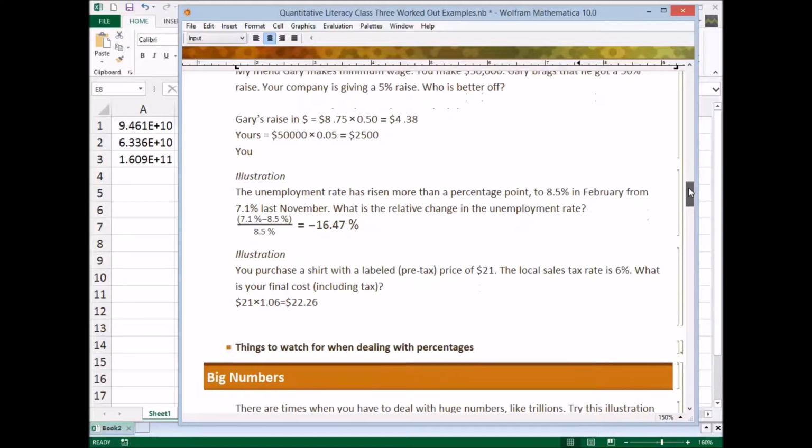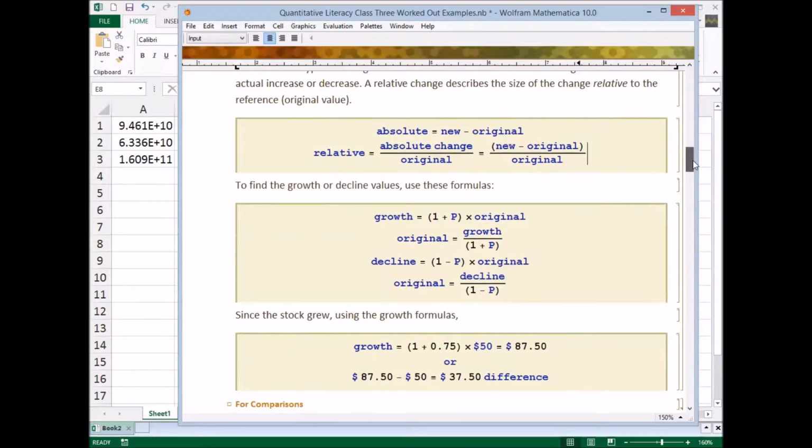You can use percentages to figure out the relative change in percentages. Say the unemployment rate has risen more than a percentage point to 8.5% in February of this year from 7.1% last November. What is the relative change in the unemployment rate? So using the formula, this one, new minus the original divided by the original.